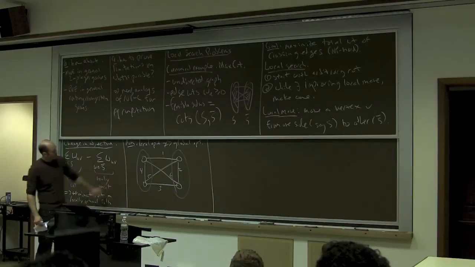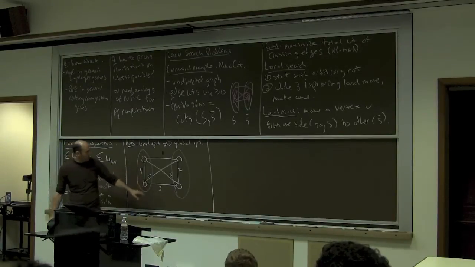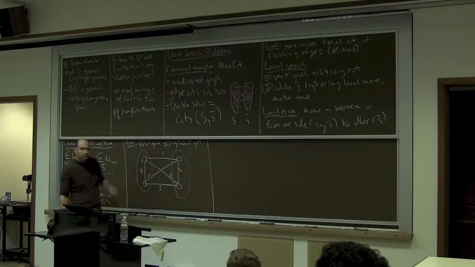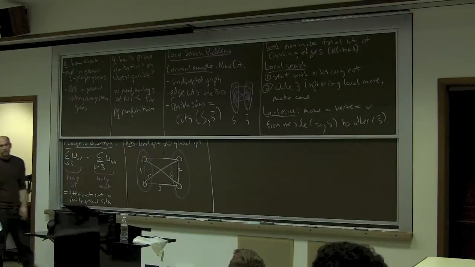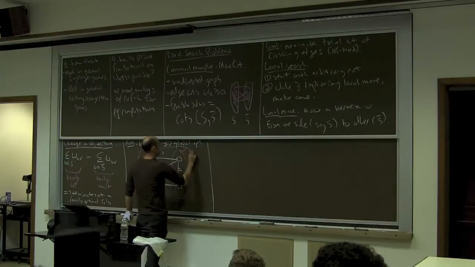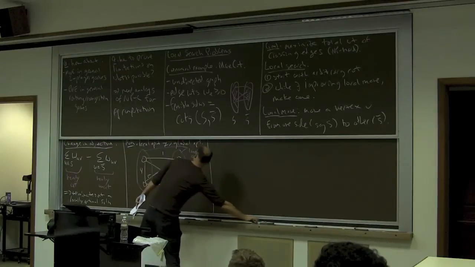So the possibilities are this cut, which would have weight 11, this cut, which would have weight 12, this cut, which would have weight 11, and this cut, which would have weight 8. So those are all worse than 15. So this is indeed a locally optimal solution. But it is not a globally optimal solution.